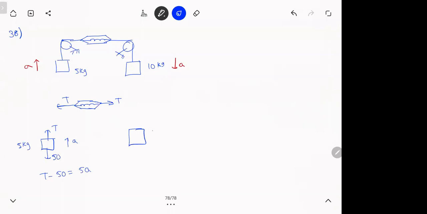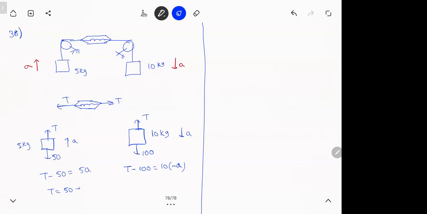If we talk about the 10 kg block, tension up, 100 newton down, acceleration is down. So T minus 100 is mass into minus A because it is down. If you got till these two equations, the job's done actually. Physics part got over. Then what is tension? 50 plus 5A. Take this and put it here. It's just a matter of solving.